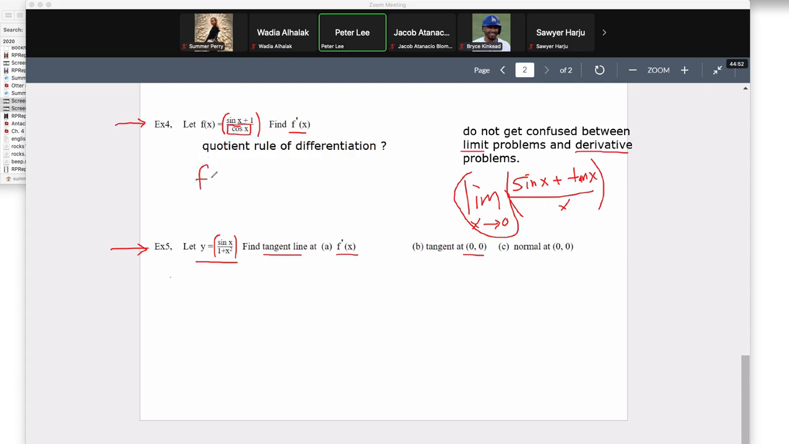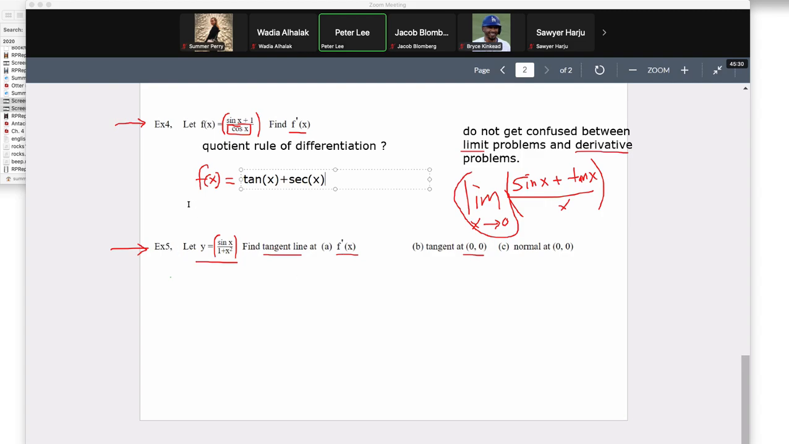If we split the fraction, f of x is equal to sine x over cosine x, which is tangent x, plus 1 over cosine x, which is secant x. Do you think we can find the derivative from this form? If you write it this way, we don't need the quotient rule. We can just use the derivative formulas for tangent and secant.